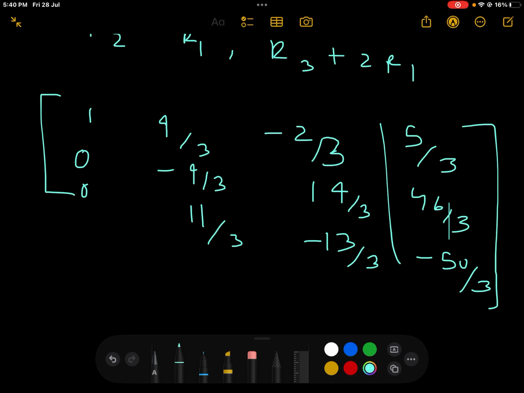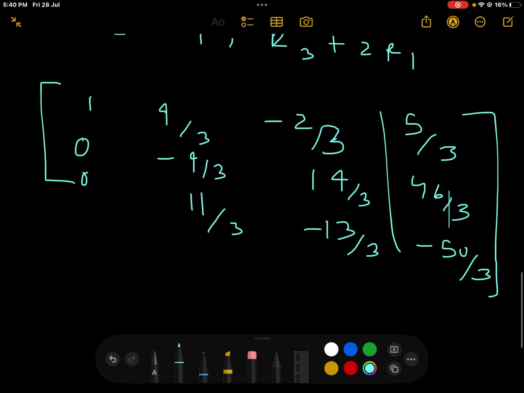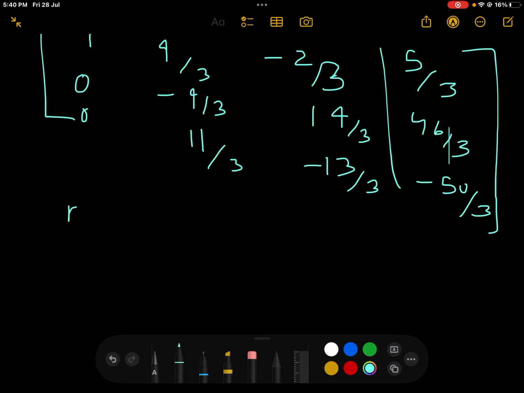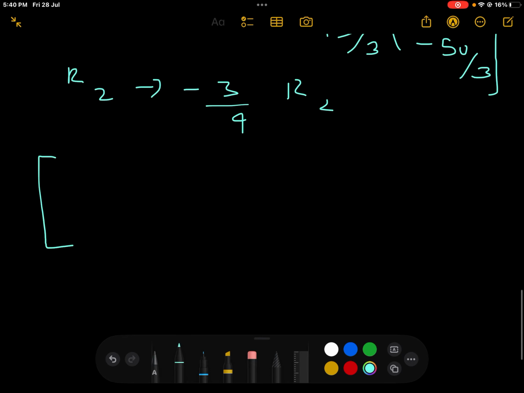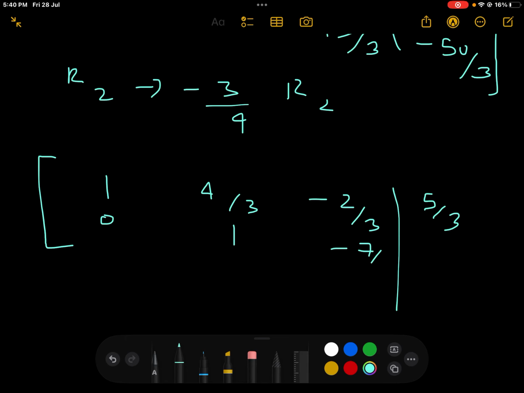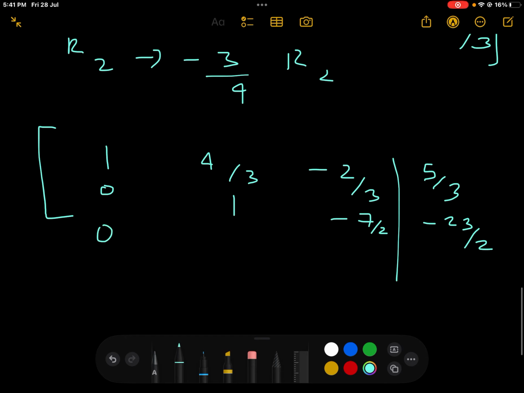Now we need to convert this middle diagonal element to 1. So for that we can apply the row operation R2 equals minus 3 by 4 times R2. So the matrix that we'll get by applying this will be 1, 4 by 3, minus 2 by 3, 5 by 3, 0, 1, minus 7 by 2, minus 23 by 2, 0, 11 by 3, minus 13 by 3, minus 50 by 3.